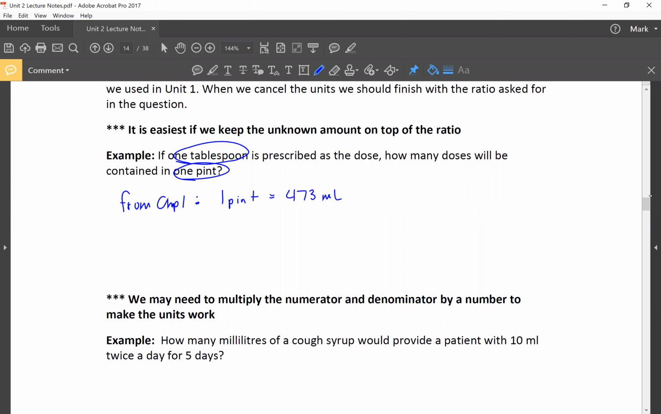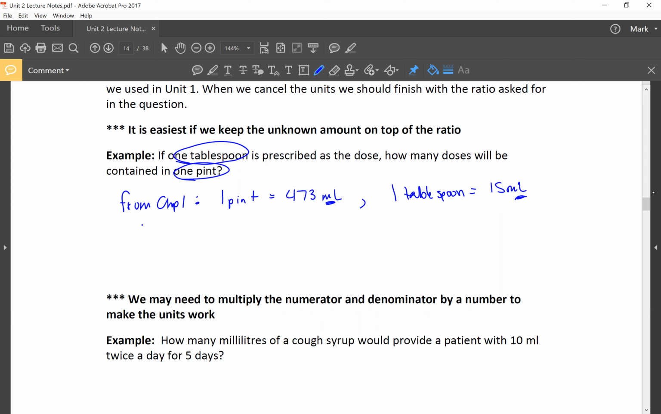And I also know that 1 tablespoon is 15 milliliters. Okay, so sometimes you're going to have to convert the units to be the same thing. Remember, my ratios only work if I'm dealing with the same unit. So for this one, I had to change it into milliliters. Now I'm ready to go.